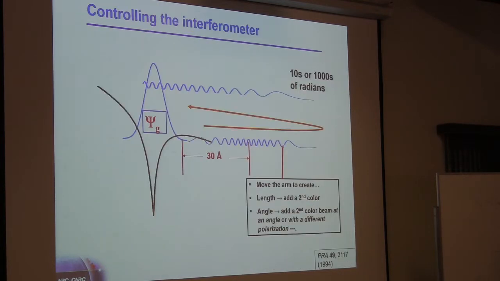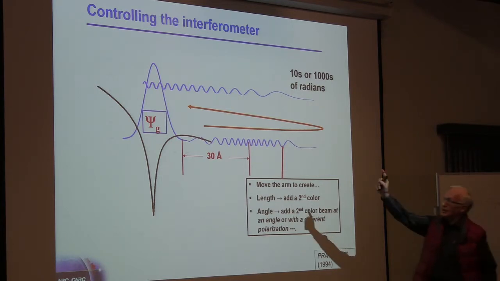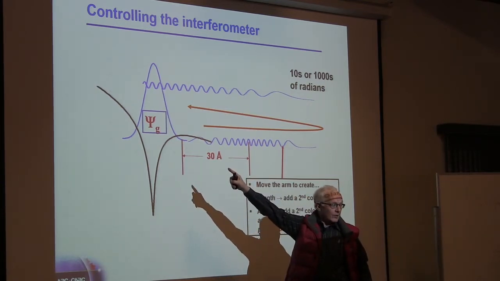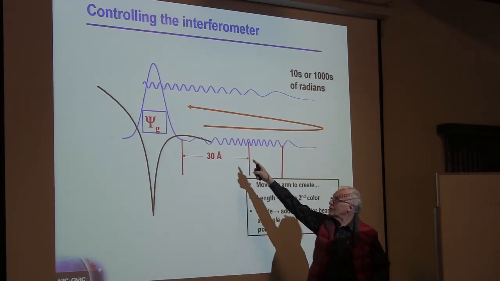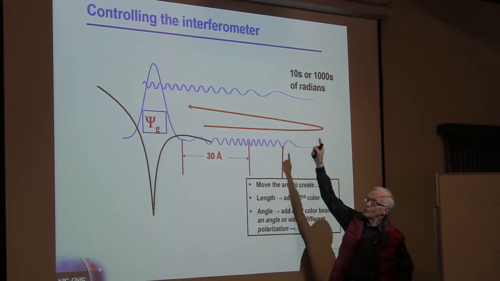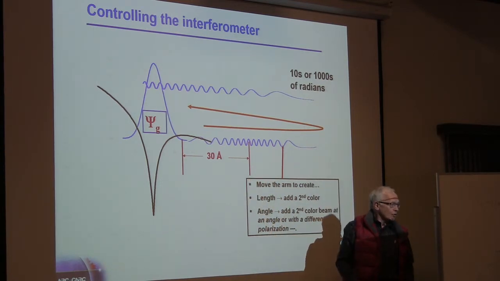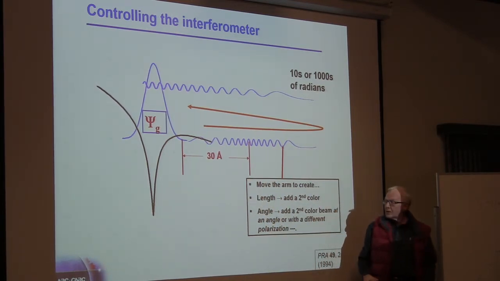Okay, let me make sure that it's clear. Think about the quantum mechanical way to think about attosecond pulse by harmonic generation. The electron is out here in the continuum. It's going out through its path. Its path is determined by the fundamental beam. You could move the arm of that interferometer.